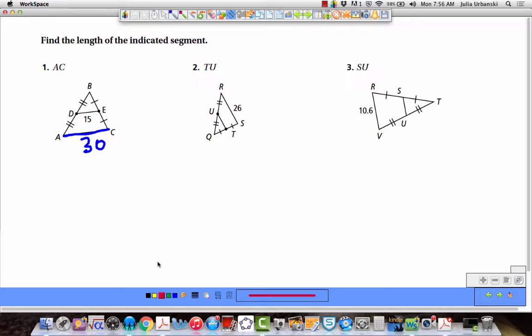Yep. And then for this one, they want to know what TU is. Is that the mid-segment or is that the base? That's the big mid-segment. So take your base 26 and divide by 2. What do we get? 13.